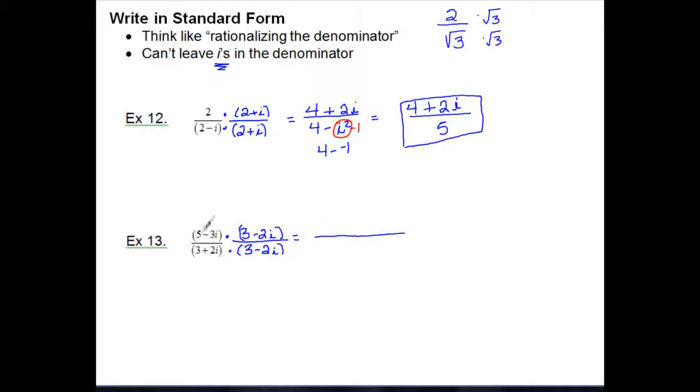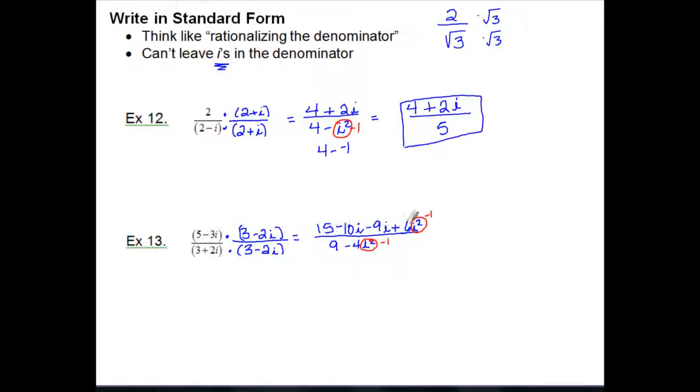Alright, let's multiply here. 5 times 3 is 15. 5 times negative 2i, negative 10i. Distributing here, negative 9i and positive 6i squared. Okay, down here at the bottom, that's going to be 9 minus 4i squared. Alright, let's take care of our i squareds. I have one here and there.